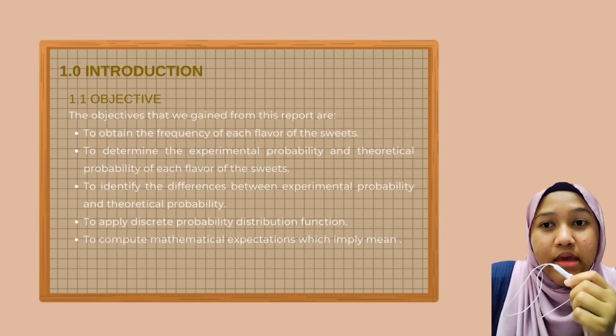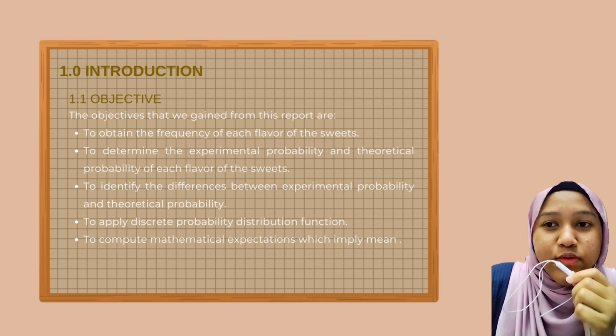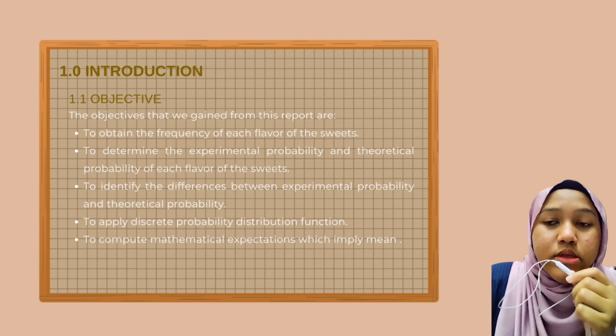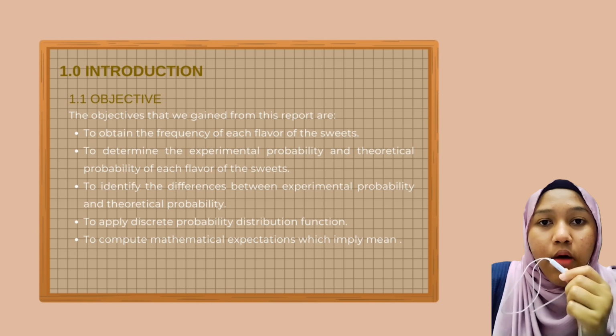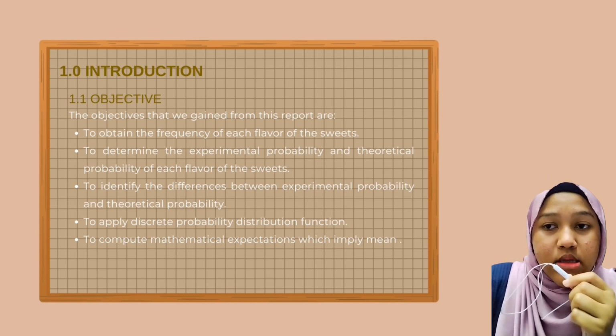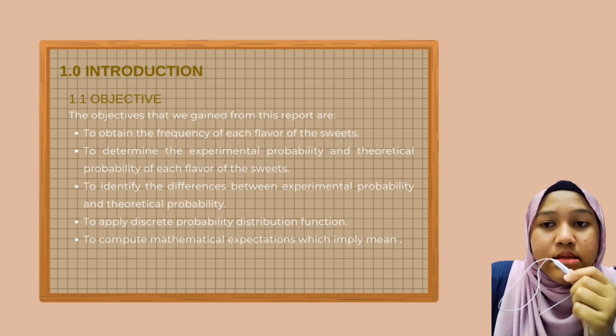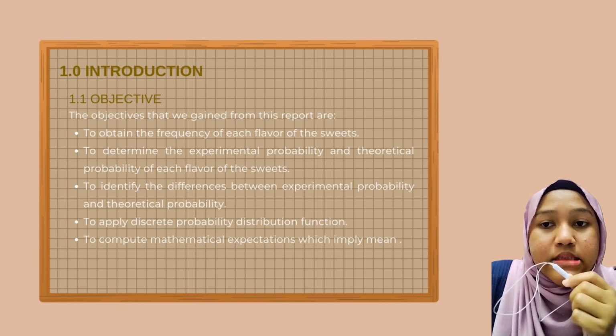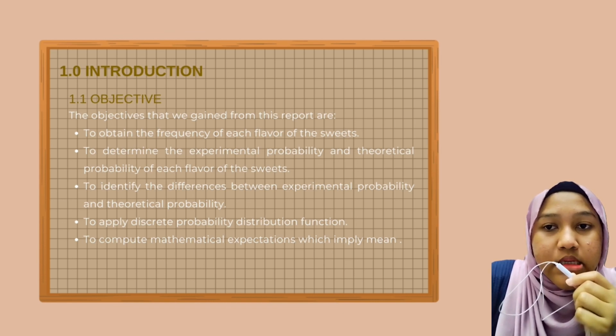The objectives that we gain from this report are: 1. To obtain the frequency of each flavor of the sweets. 2. To determine the experimental probability and the theoretical probability of each flavor of the sweets. 3. To identify the difference between experimental probability and theoretical probability. 4. To apply discrete probability distribution function. And last, to compute mathematical expectation, which applies the mean.